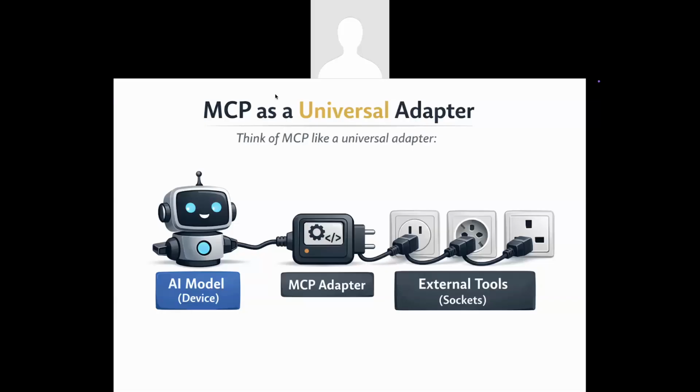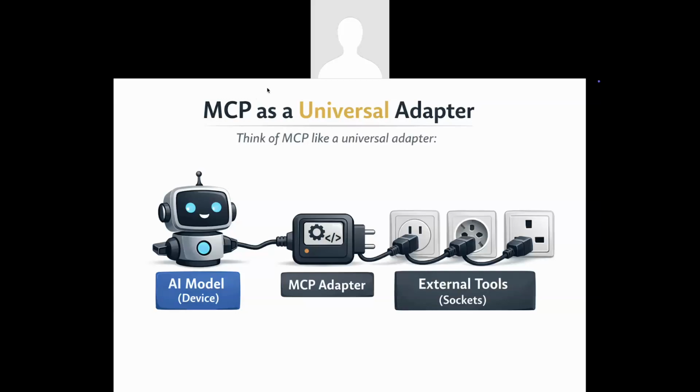That's perfectly all right. So let us see a simple example of how exactly we can understand this particular MCP. If you look at this screen, think of MCP like a universal adapter, and the AI model is a device. On the other end, you have the external tools, which are sockets. So here, MCP acts like a medium between the AI model and the external tools. MCP is an adapter that connects everything safely and consistently.